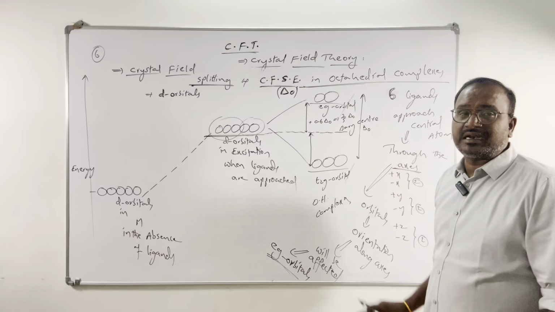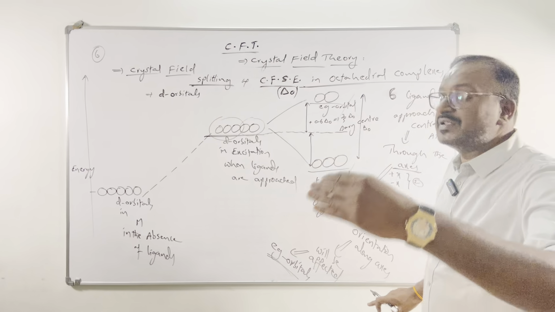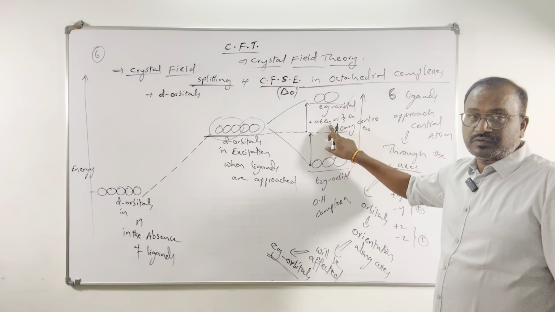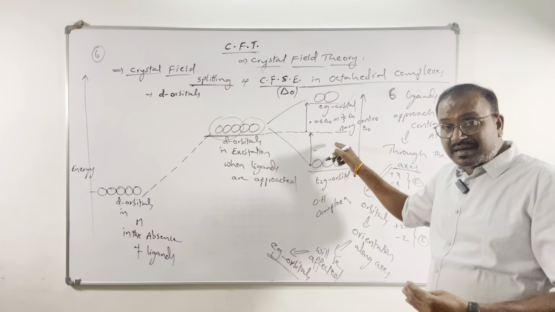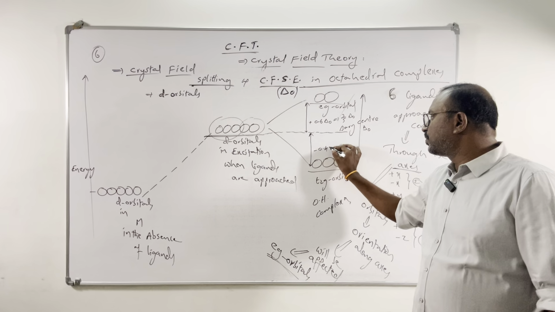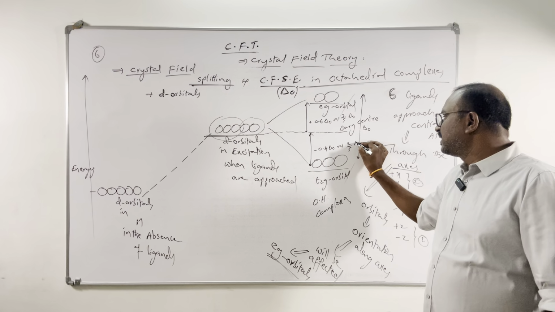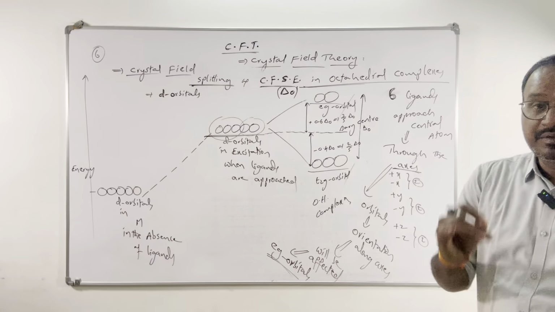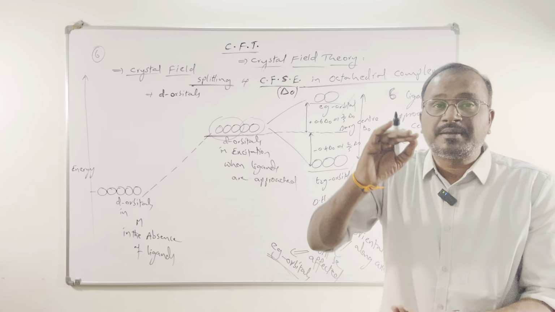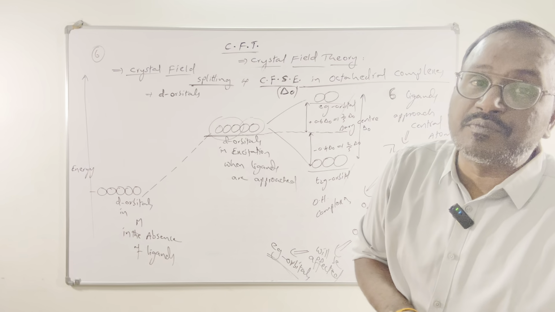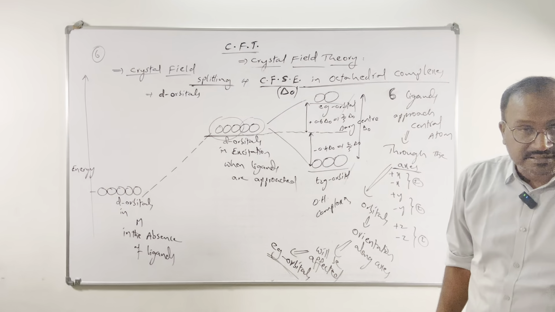So 3 by 5 delta O means that from the barycenter the Eg orbitals have more energy, equal to 0.6 delta O. And the T2g orbitals have less energy from the barycenter by 0.4 delta O, or we can also say 2 by 5 delta O. From the barycenter, the T2g energy will be less by 0.4 delta O, and the Eg energy will be more by 0.6 delta O in octahedral complexes.